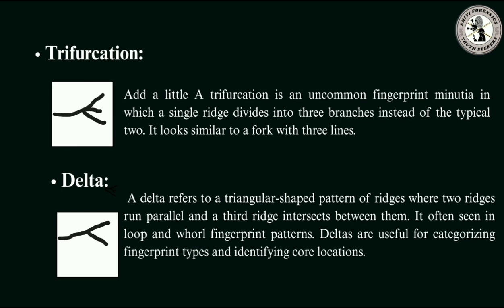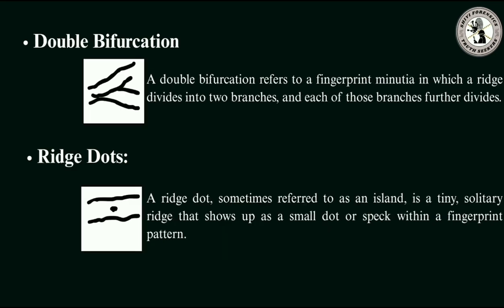Fourth one is delta. A delta is a triangular ridge pattern where three ridge flows meet. It is a key reference point for fingerprint classification, especially in loop and whorl patterns.